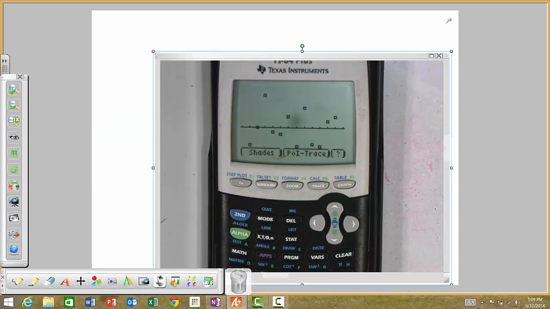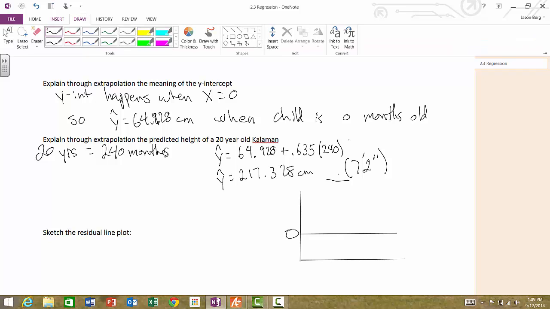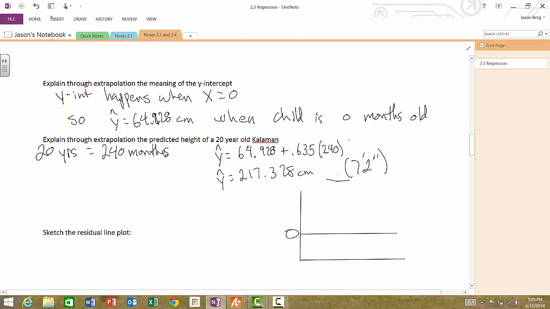So when we go back to our notes here, if we sketch the residual plot, we have one point that looks like it's up here somewhere. We have a point about on the line. We've got another one down here. We have two more here and here.